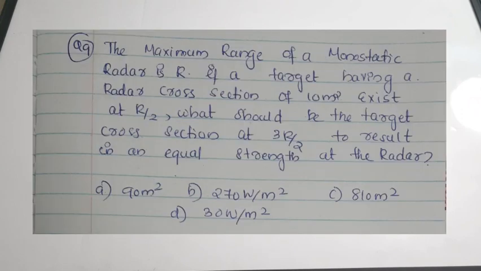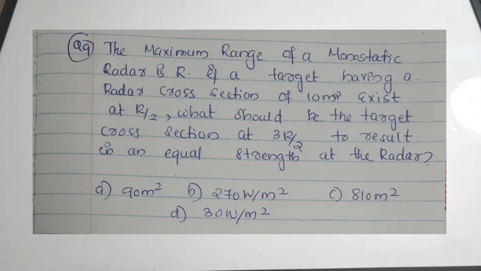Yeah, 9th question. The maximum range of a monostatic radar is R. See, while answering the numerical questions, you also have to identify these wordings like monostatic radar, FMCW radar, pulsed radar. These are various types of radar. Okay. So the maximum range of a monostatic radar is R.